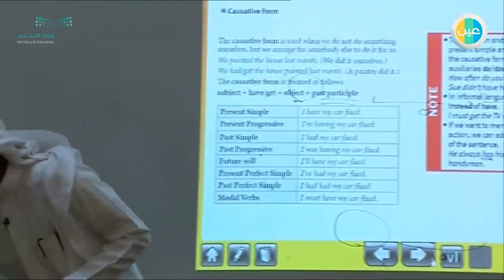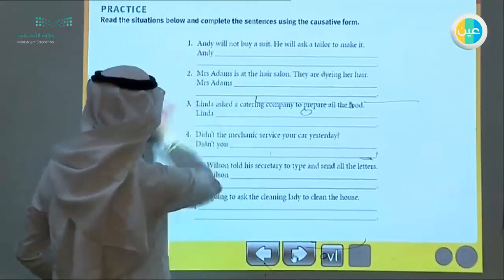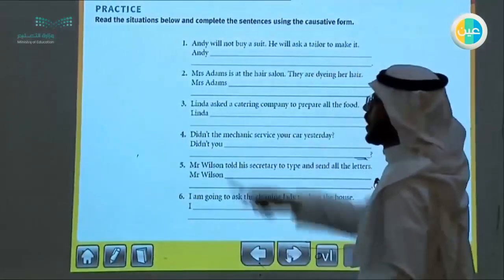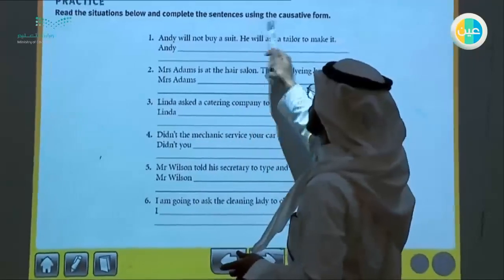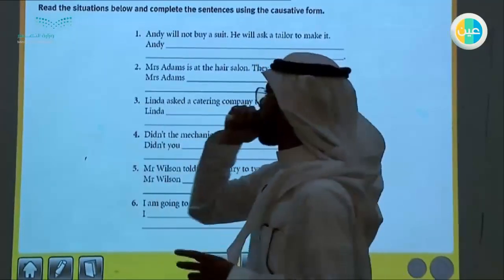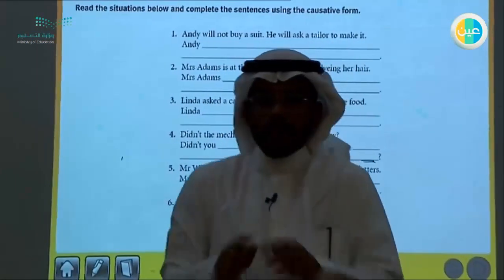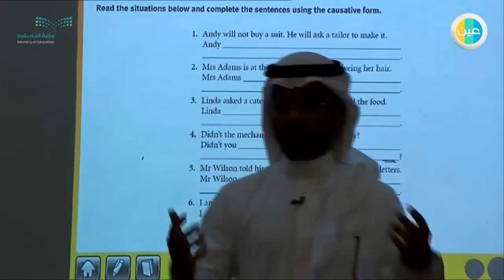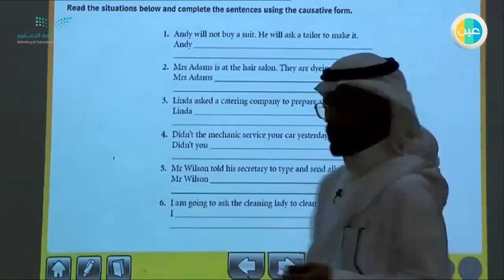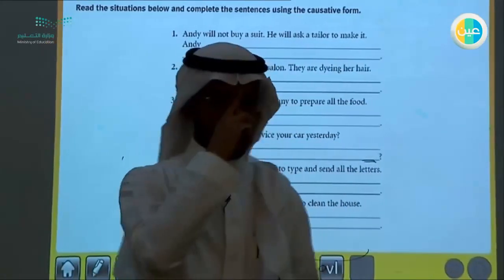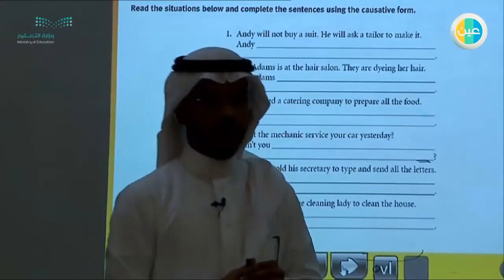Now let's move to the exercise. Practice number one. Read the situations below. اقرأ الحالات أولا في الأسفل and complete the sentences using the causative form. Now let's take number one. Andy will not buy a suit. Suit لبدلة رسمية. Andy will not buy. لن يشتري. Will not. This is in the future. So he will ask a tailor to make it. يطلب من الخياط to make it. أن يصنع له واحدة. Now think about this sentence. This is a future will.